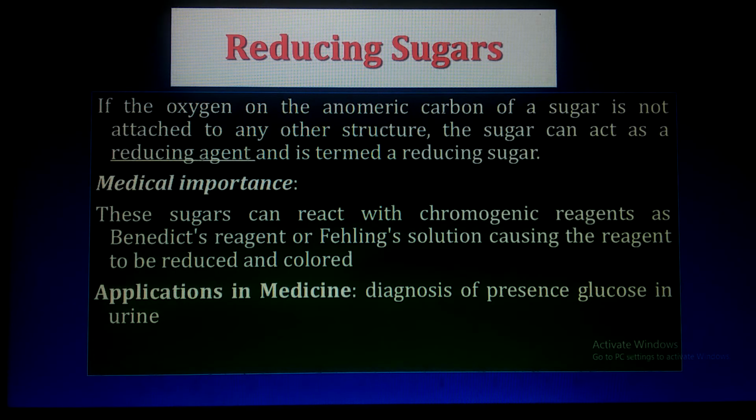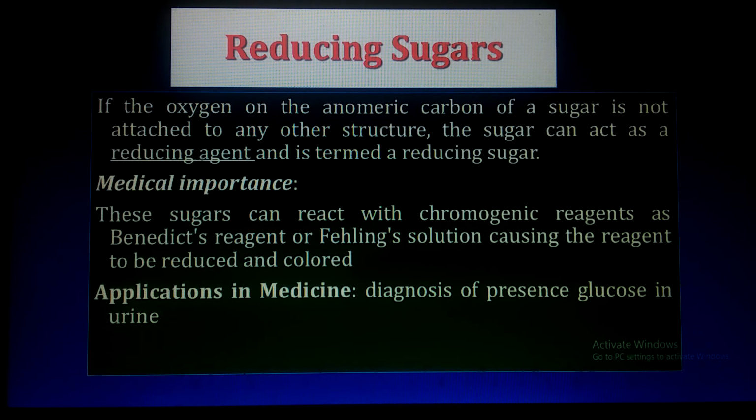So what will happen if the oxygen on the anomeric carbon of the sugar is not attached to any other structure? If it is not attached to any other structure, the sugar can act as a reducing agent and is termed a reducing sugar. Is it clear? It acts as a reducer and is termed a reducing sugar. What will happen in the case of the reducing sugar? The oxygen on the anomeric carbon of the sugar is not attached to any other structure.